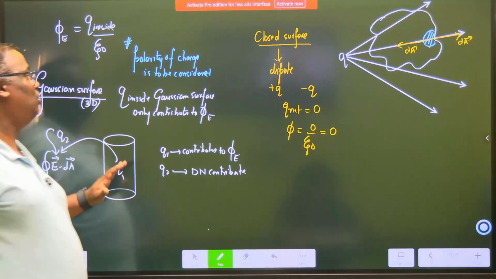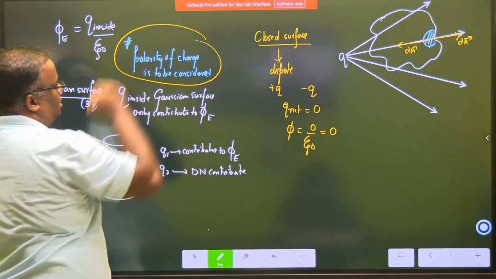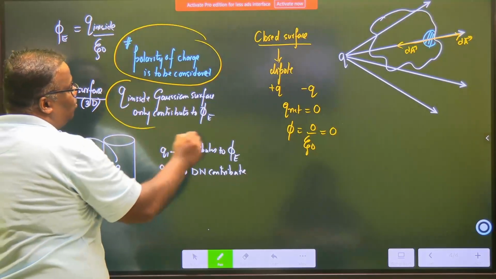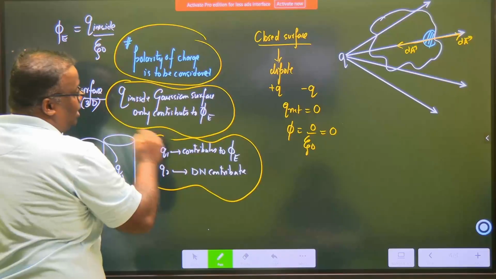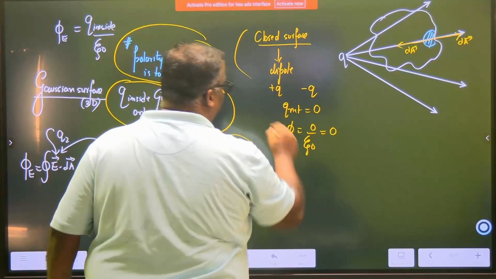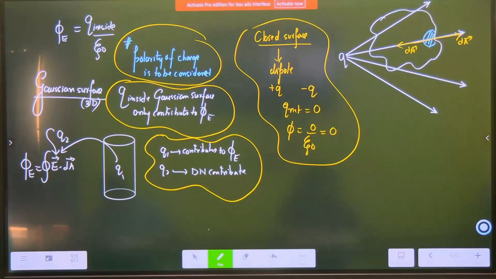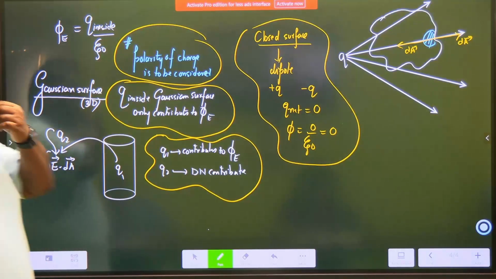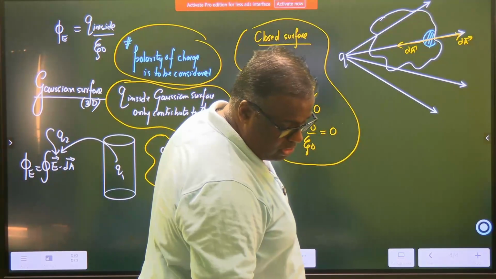These are very important, okay? Number one, polarity of charge is to be considered. Q inside only contributes to flux. Q outside contributes to the net electric field. If you have a dipole, then the flux is equal to 0. These are important things.